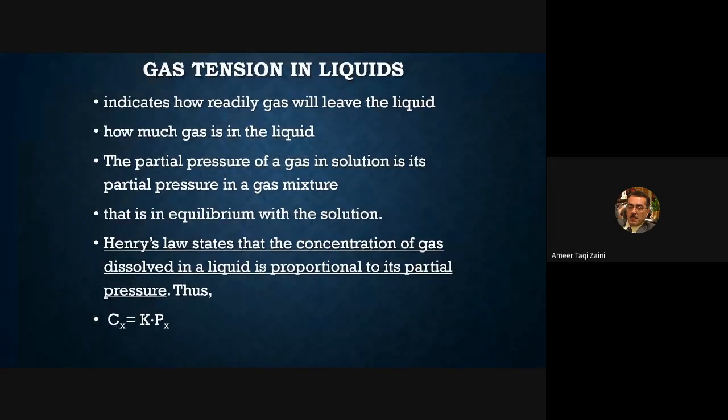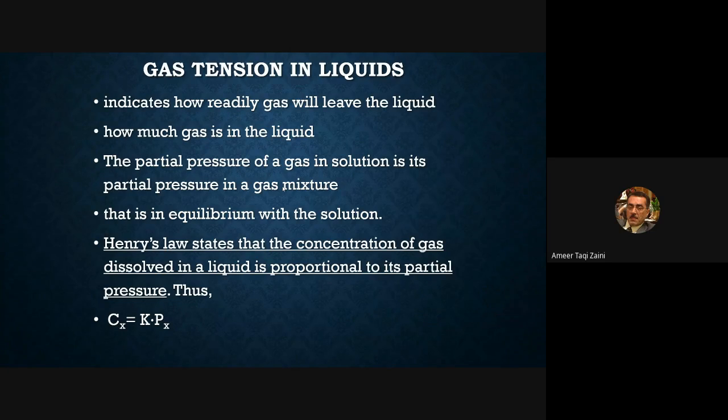So gas tension indicates how readily the gas will leave the liquid, or how much gas is in the liquid. For oxygen, as an example, the partial pressure of gas in the solution is its partial pressure in the gas mixture. It means when the oxygen partial pressure in the environment equals 100 millimeters of mercury, when it dissolves in the water, it will initiate a partial pressure in the water at the same level, 100 millimeters of mercury. So the partial pressure in the gas is equal to the tension, or partial pressure, in the liquid.